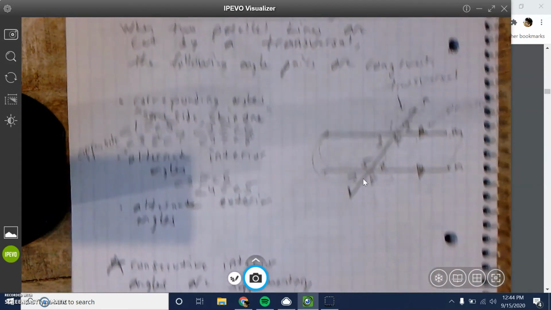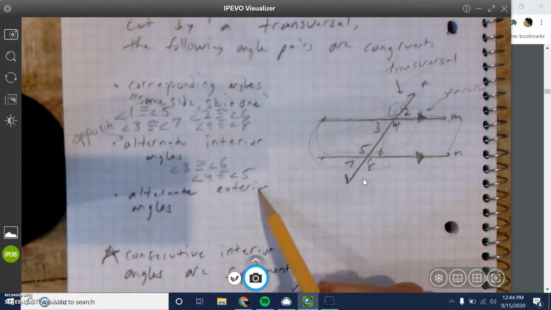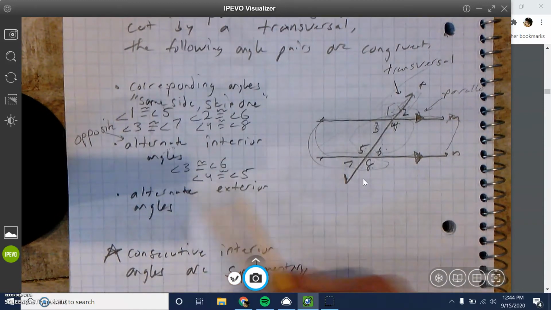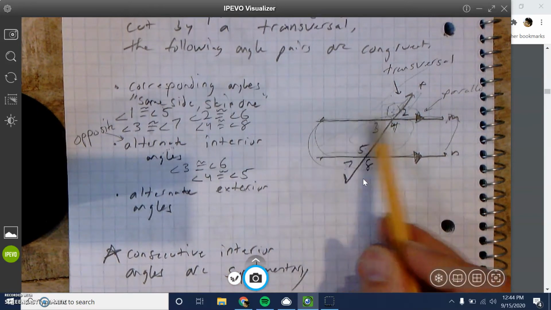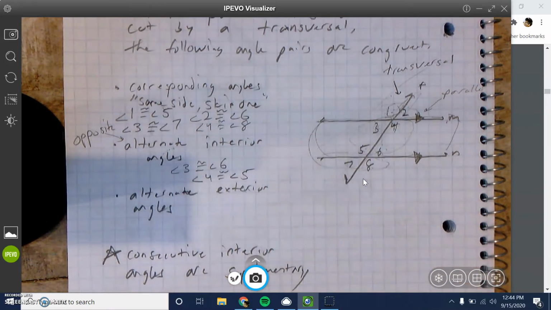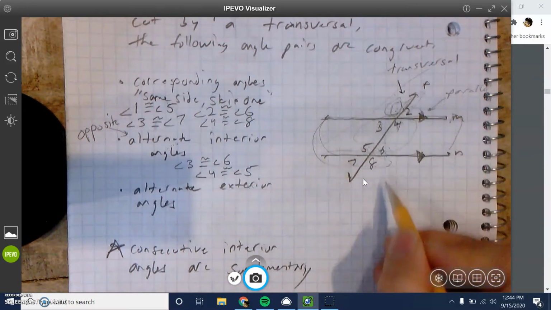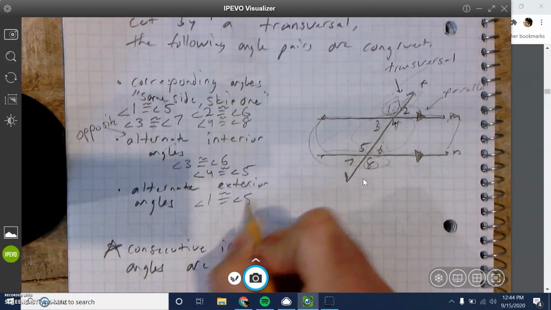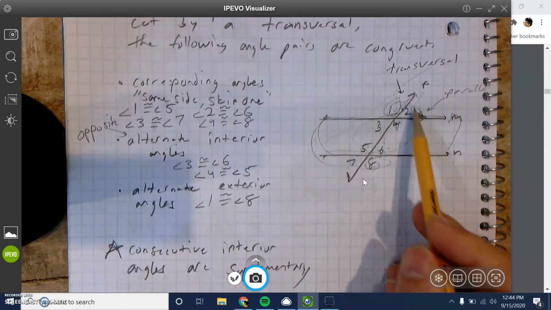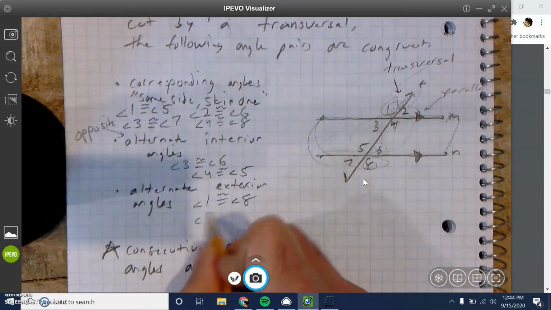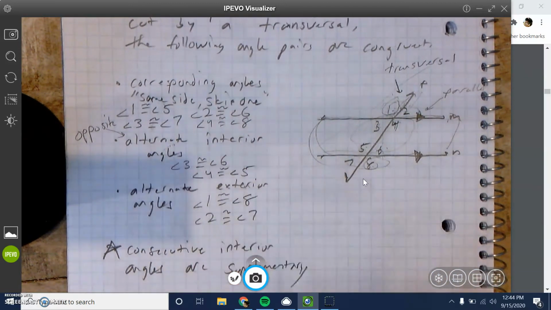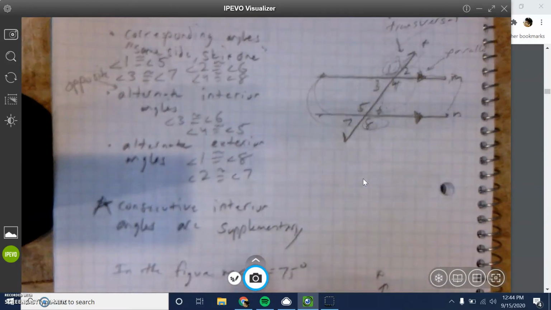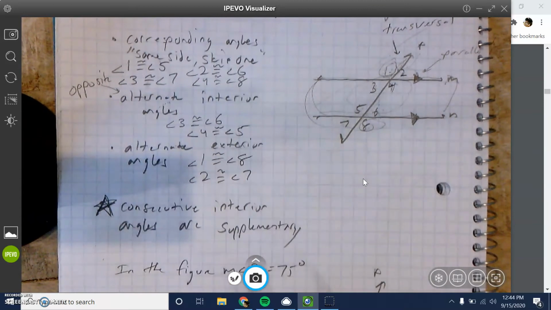All right, next, we have alternate exterior angles. So same idea, opposite side of the transversal. And now it's exterior, it's outside of the parallel lines. So angle 1 and angle 8 are congruent. What else? Oh yeah, angle 2 and angle 7 are congruent. Bam. Cool.